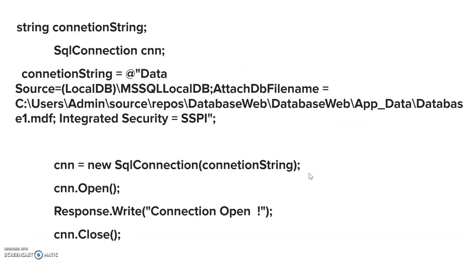Okay, the next one is about some examples. There are two examples we will see. This is a simple example. In this example, you can see SQL connection CNN. One string has been taken, string connection string, SQL connection CNN. Now for that we have to use a namespace, the SQL data client, that we will see later.